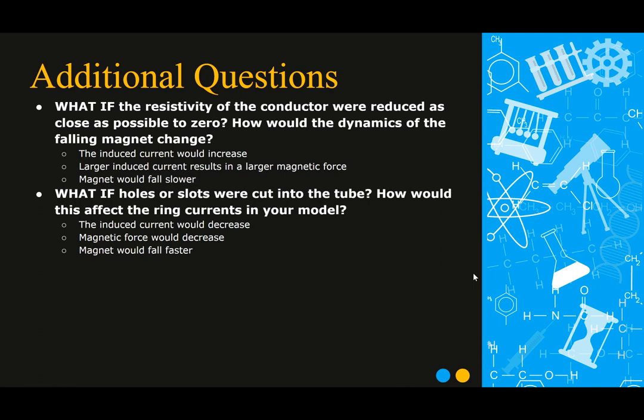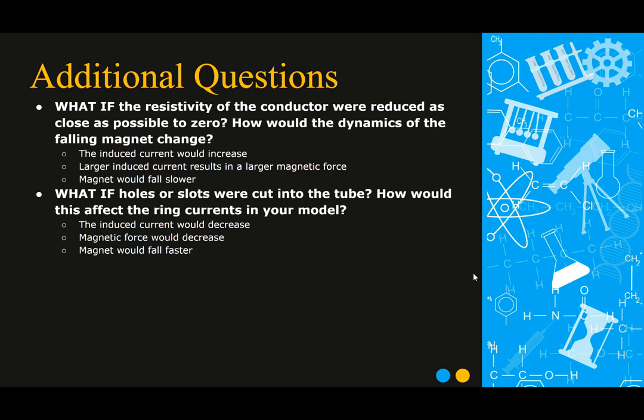But to make this more accurate and closer together, we would have to either split the tube into more rings or repeat more trials until we got closer. So for the additional questions, for the first one, the induced current would increase, and due to that increase in the induced current, there would be a larger magnetic force pointing in the upward direction, so the magnet would in fact fall slower. Now for the second question, it's actually the exact opposite.